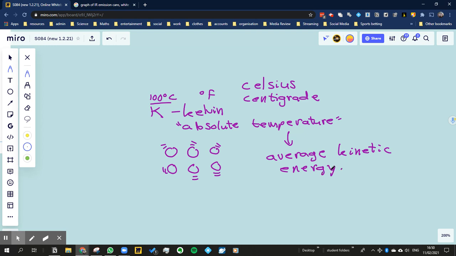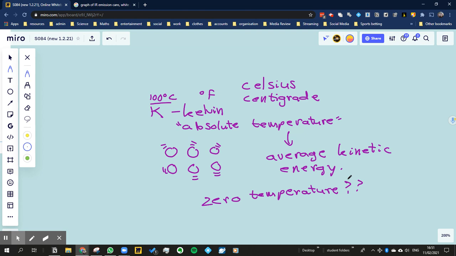So if it's a measure of average kinetic energy of the particles, what would zero temperature mean? Zero temperature would mean that there is no kinetic energy, so there should be no movement. But of course there is, because at 0 degrees C, we don't just have liquids, which are clearly moving, but we have gases as well, which are moving quite a lot. So we need to know, what is the temperature at which there is absolutely no movement whatsoever.